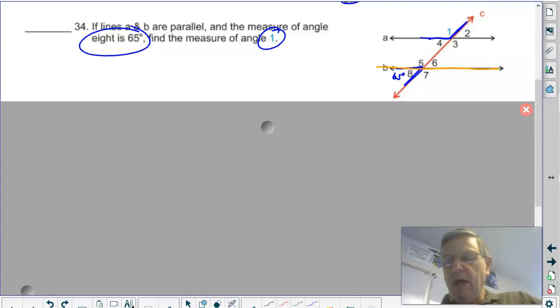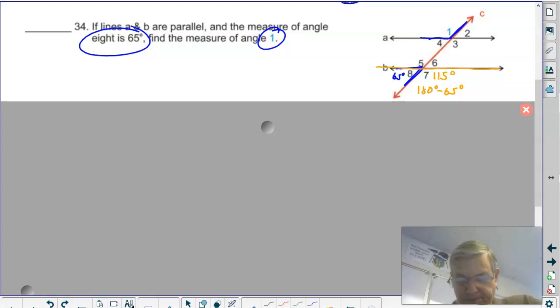You see that straight line? Do you see that 8 and 7 are supplementary? They add up to 180. So 7 must be 180 minus 65, or 115 degrees. Do you agree?